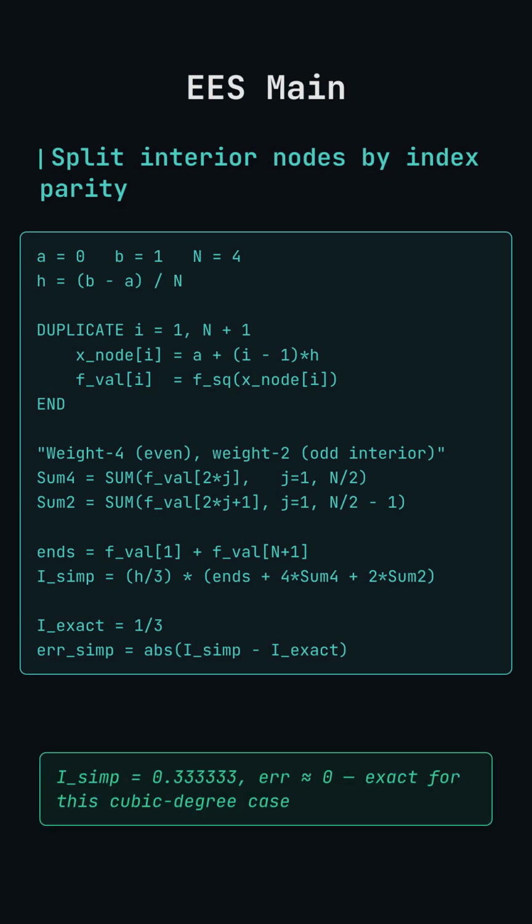Simpson's rule is exact for any polynomial up to degree 3. x squared is degree 2, so the answer comes out exact to machine precision, 0 error.